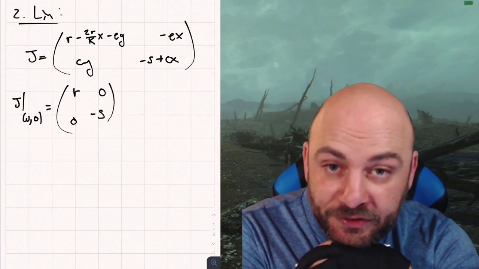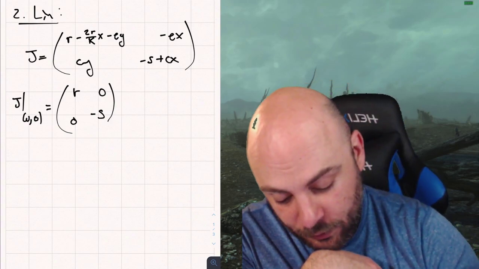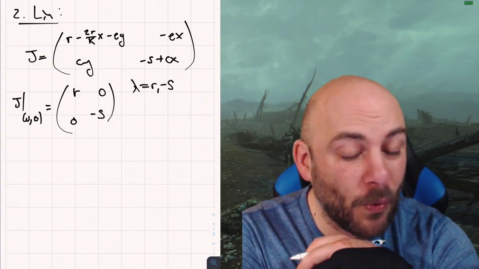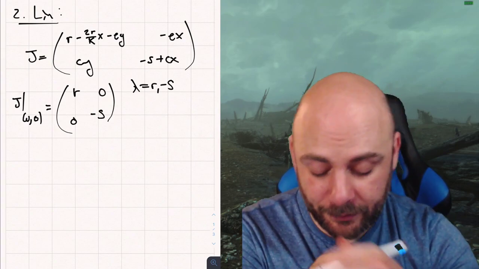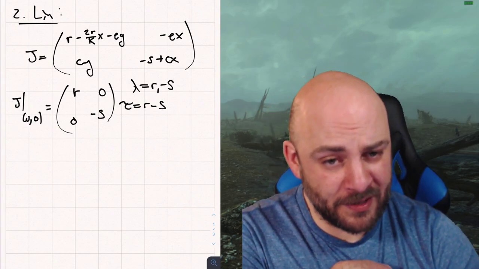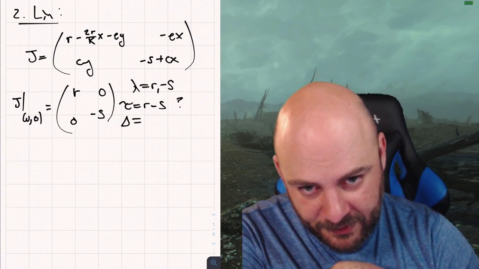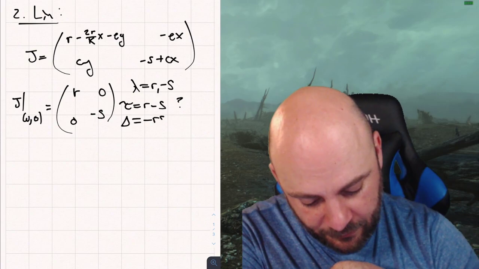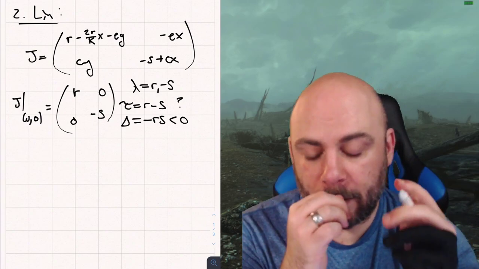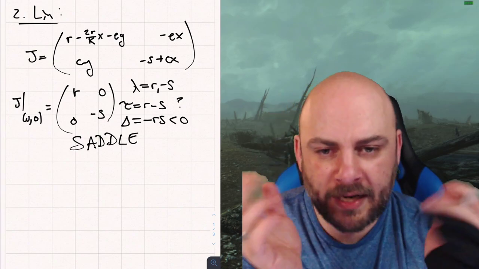What kind of equilibrium is the origin? I'll wait. We can read off our eigenvalues rather easily as r and negative s. So one is positive, one is negative. They're both real. That's a saddle node. We could also do it by noting that the trace is r minus s, which I don't know if that's positive or negative. Wow, that was really delayed. Or the determinant is equivalent to negative rs, which we know is negative. As soon as the determinant's negative, you know it's a saddle node. Okay? Fantastic. This is a saddle.